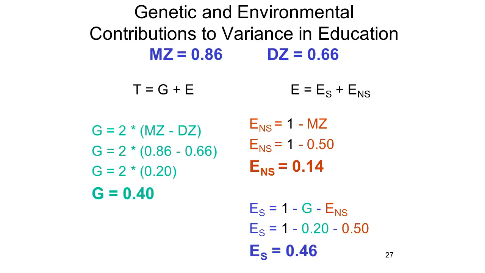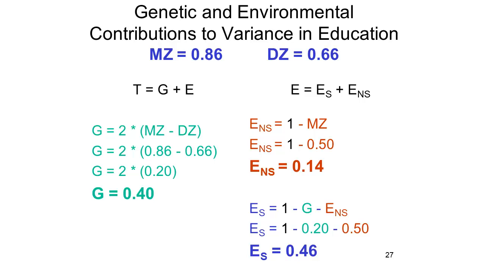1 minus the MZ correlation indicates that the non-shared environment contributes only about 14% of population variance. But now what's left over, 0.46, the shared environment now turns out to be not just more important than the non-shared environment, but also, at least marginally, more important than genes.